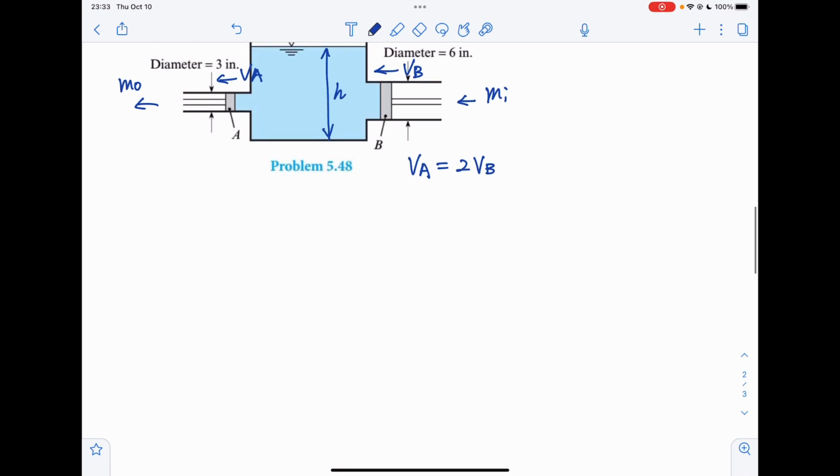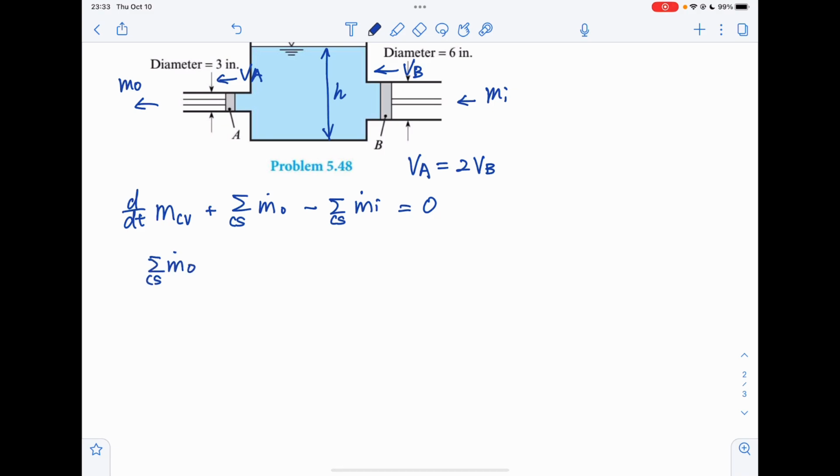So we're going to use the continuity equation to solve the problem. Here we're going to use the simplified form, which is d dt of the mass of the control volume, plus the control surface mass flow out, minus the control surface mass flow in, should be equal to 0. Let's move the control volume term to the right, so the equation will be simplified to this term.